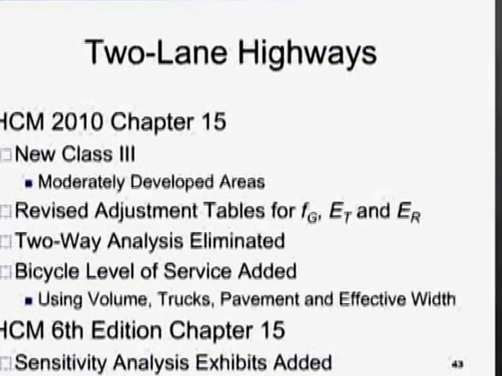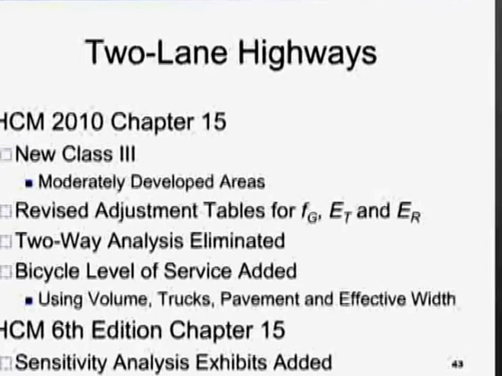Two-lane highways, no changes. Significant changes in 2010, well, at least some changes. Class 3, a third class, was added for moderately developed areas. Up until then, classes 1 and 2 were predominantly rural. The adjustments for grade and passenger car equivalents were modified structurally, not necessarily in their values.